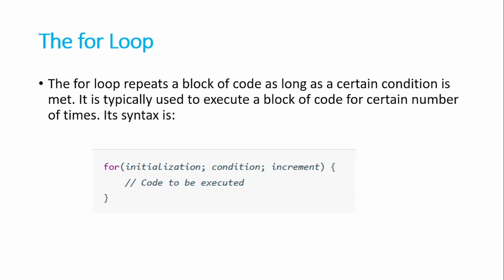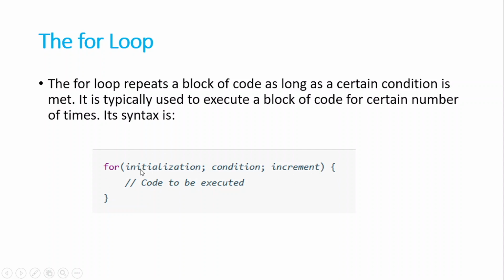Then comes the for loop. The for loop repeats a block of code as long as a certain condition is met. It is typically used to execute a block of code a certain number of times. Its syntax is this. So you can execute this like a while loop by initializing the number and checking the condition in the same way. Earlier we were creating the variable outside of the while loop and then incrementing that in the block of the loop. But now we have this new syntax which is initialization, condition and increment.